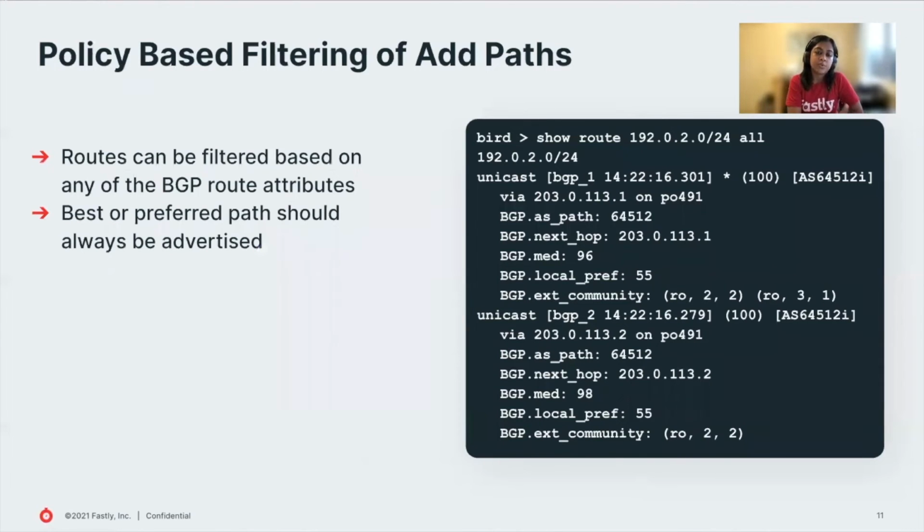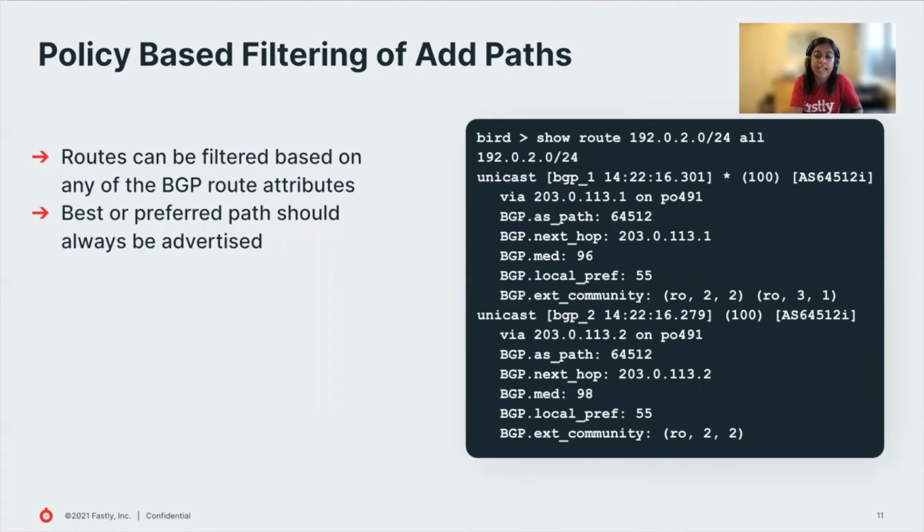The way we can do this selection is based on BGP policies. Routes can be filtered based on any of the attributes. If you look at this example route from a node, it has all these attributes: of course, who the next hop is, and this route has two next hops here. It has what the AS path is, what the MED is, what the local pref is, what extended communities are attached. And these are standard BGP route attributes.